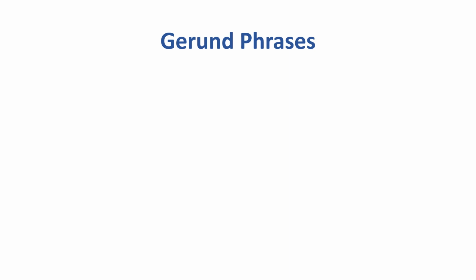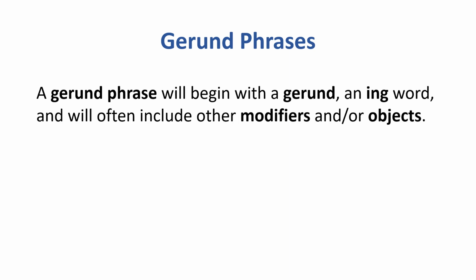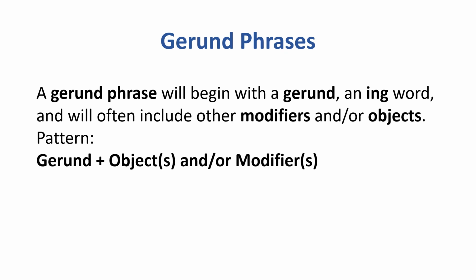First of all, we are going to talk about the gerund phrase. A gerund phrase will begin with the gerund, an ing word, and will often include other modifiers or objects. Gerund is basically the ing form of the verb which is being used as a noun. For example, swimming is cool. Here, swimming is the ing form of the verb, but we are using it as a noun, so swimming is a gerund. Swimming is cool is the example in which swimming is a gerund. And then the pattern would be first of all gerund, then object and modifiers.